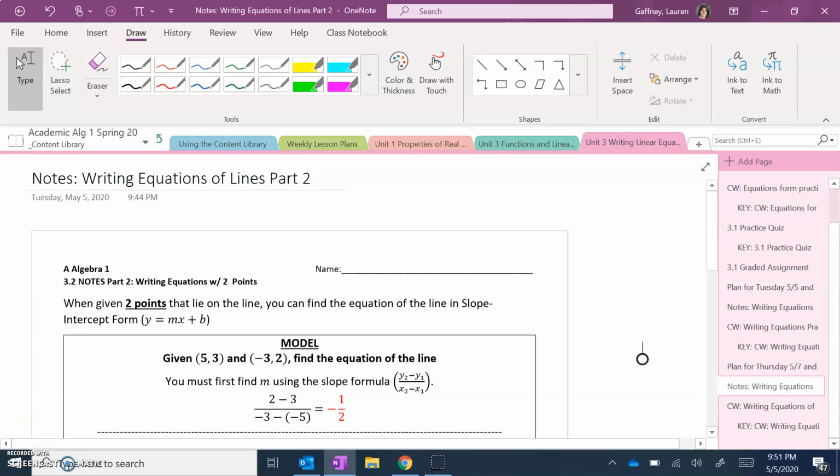Hi guys, this is the second part of section 3.2 on writing equations. There'll be a little bit of practice and a graded assignment within this.